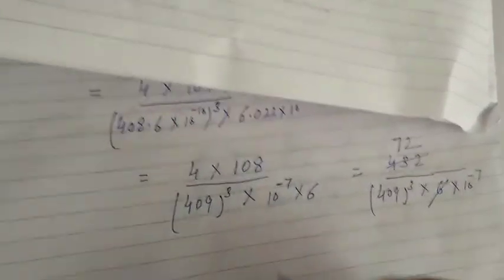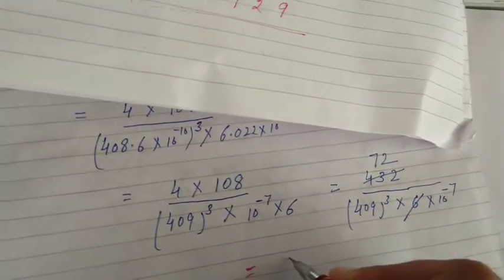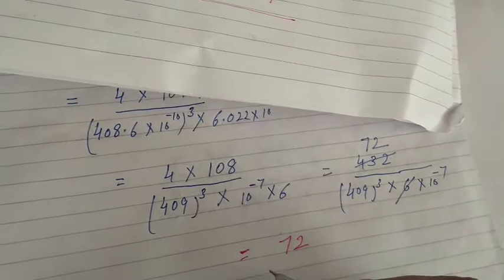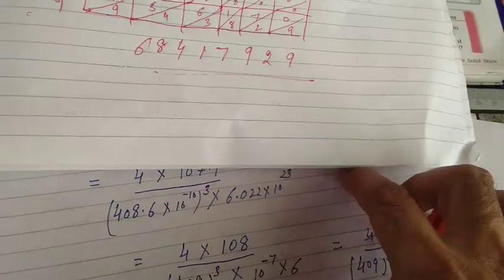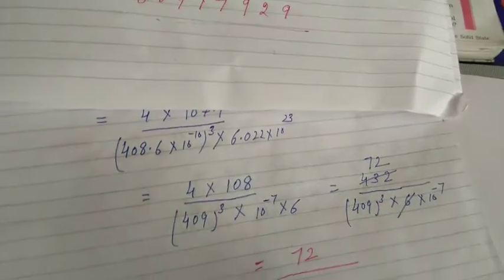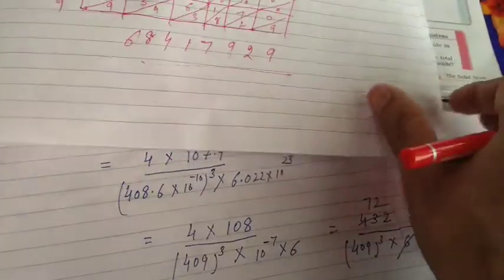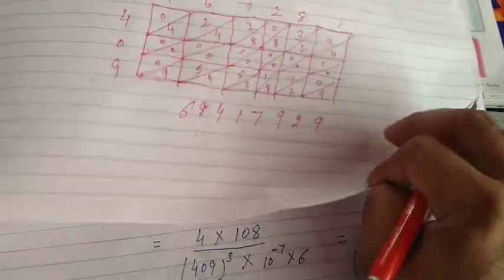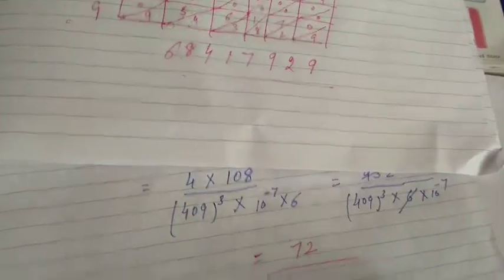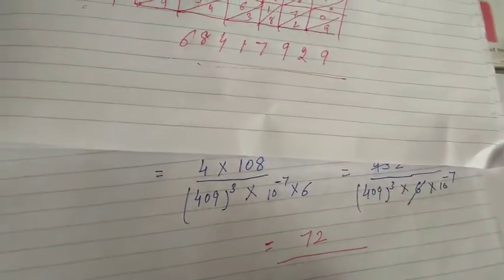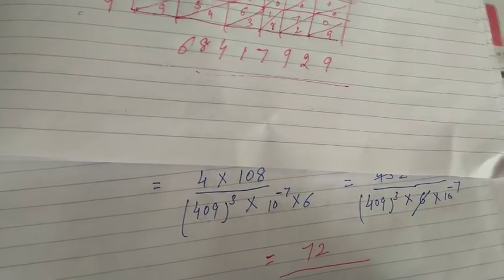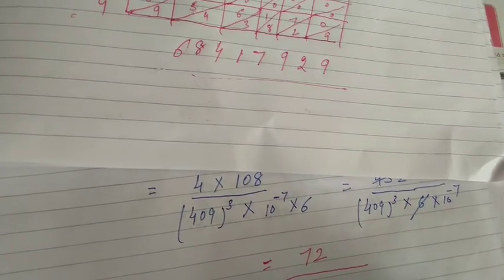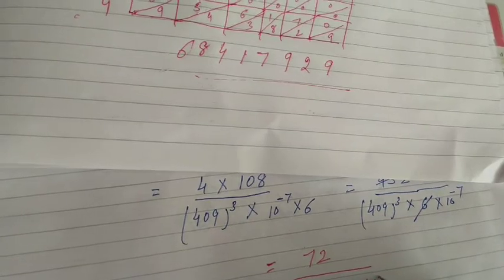Now students, please look here. At first we have solved. It becomes 72 upon, what is the cube of 409? 684 17929. 6841799 into 10 to the power -7.